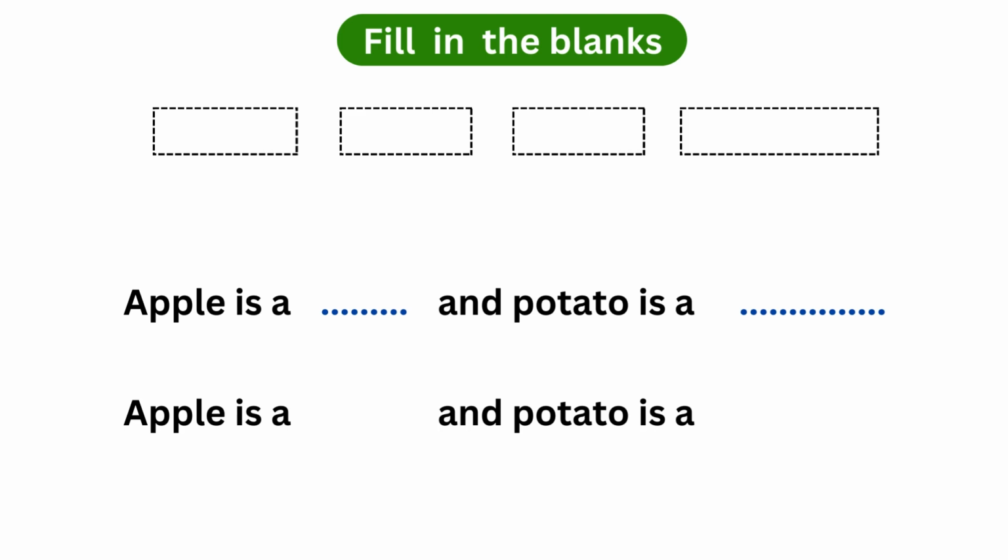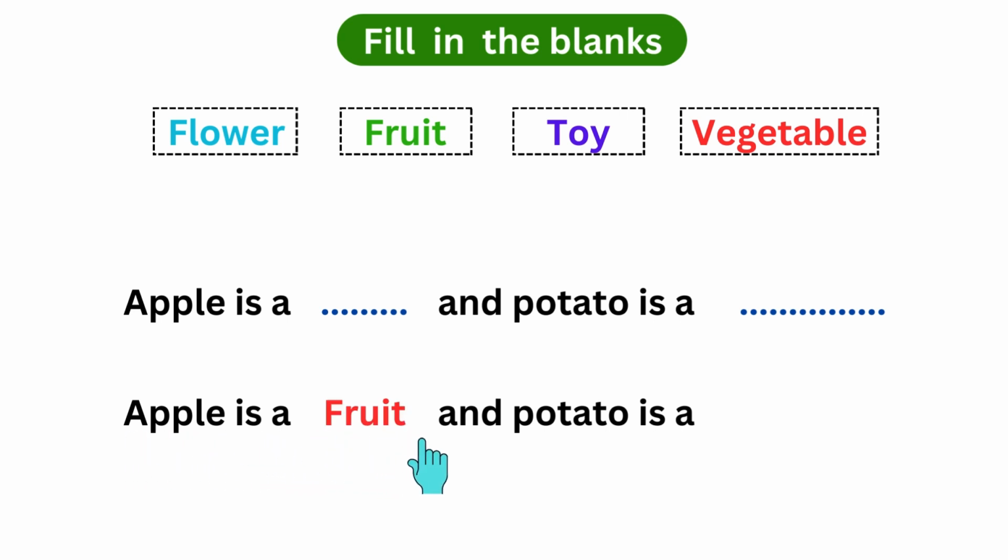Here's the third fill in the blank question for you. Apple is a dash and potato is a dash. Your options are flower, fruit, toy, vegetable. The correct answer is apple is a fruit and potato is a vegetable.